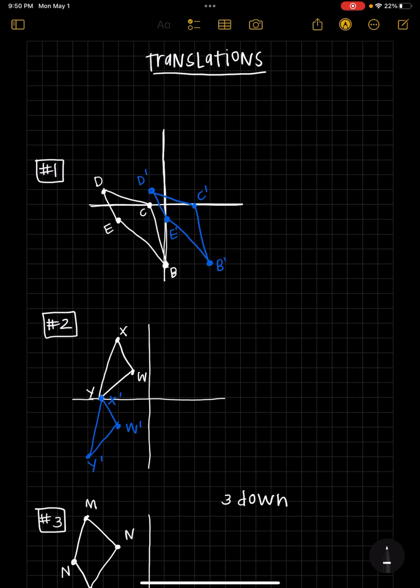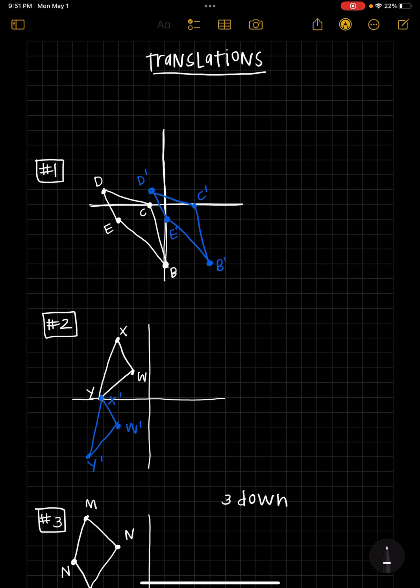So for this self-check, for the first two examples, we are going to look at the two pictures, the white shape and the blue shape, and determine what the rule is, or what translation happened. And then for the second two examples, instead of giving you two shapes, they only give you one shape, and we have to draw the second shape based on what they tell us to do.